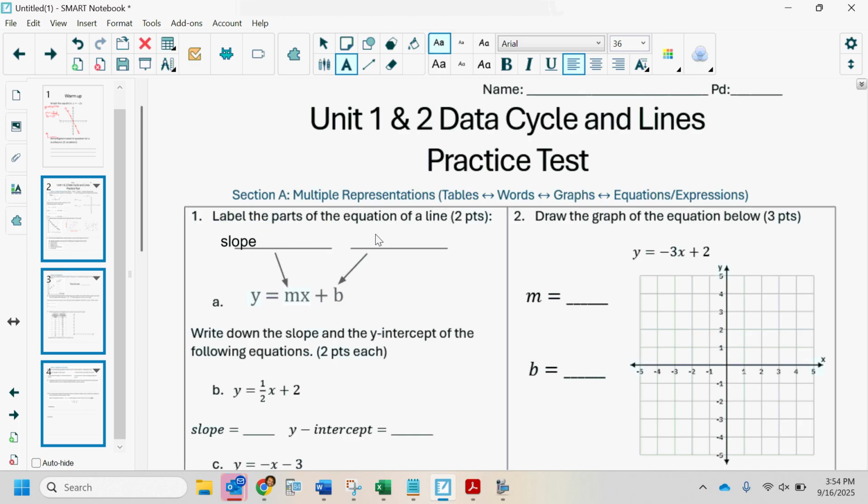Anyways, all right. And then the b hanging off the end is our y-intercept. And that is where our graph hits the y-axis, which you can see on this problem over here.